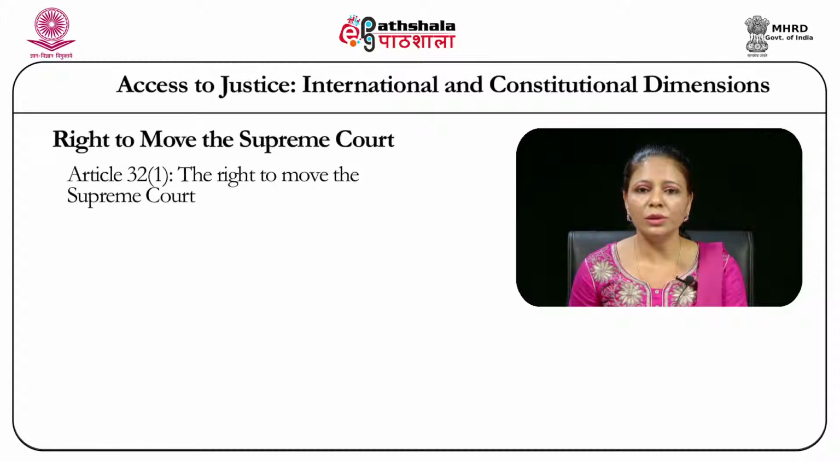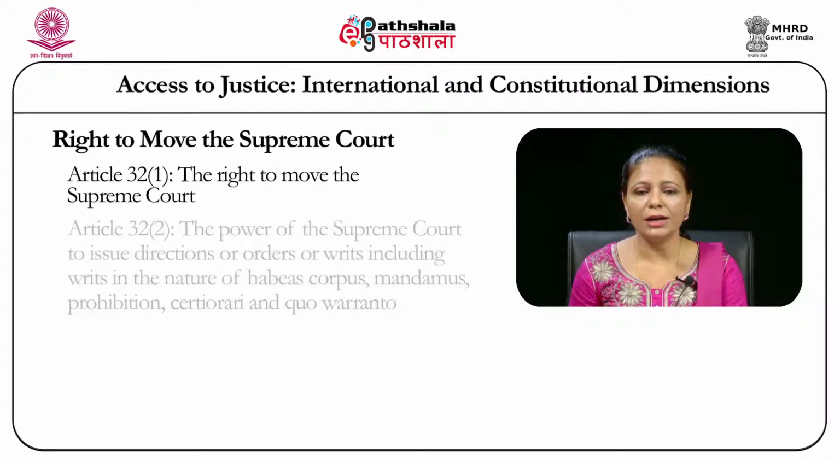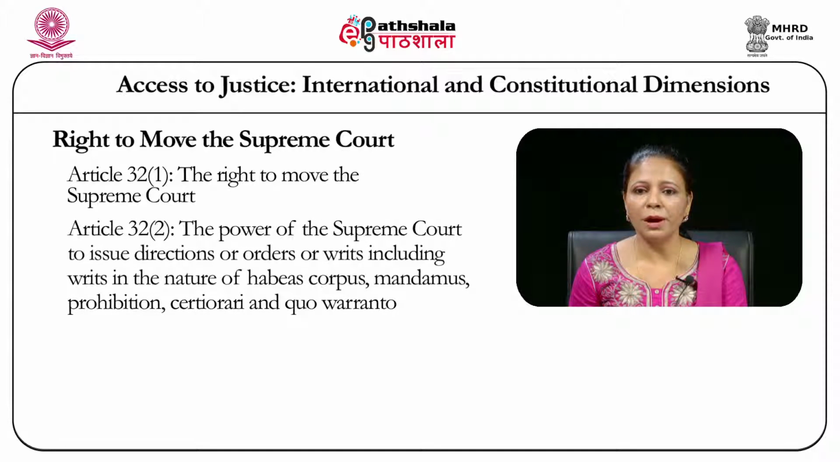Article 32 Clause 1 guarantees the right to move the Supreme Court by appropriate proceedings for the enforcement of the fundamental rights enumerated in the Constitution. Article 32 Clause 2 empowers the Supreme Court to issue directions or orders or writs, including writs in the nature of habeas corpus, mandamus, prohibition, certiorari and quo warranto, whichever may be appropriate for the enforcement of the fundamental rights.